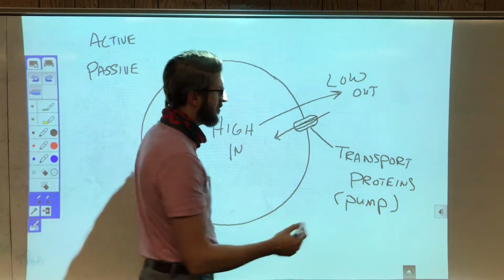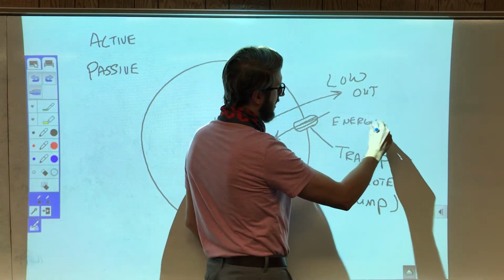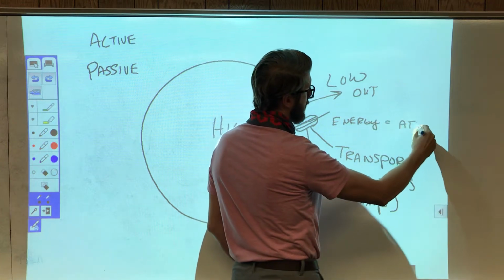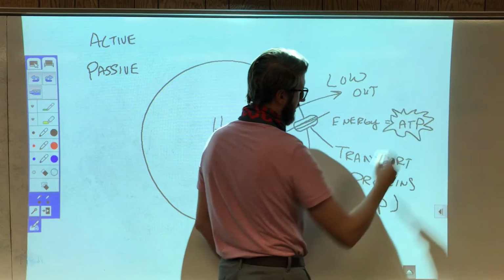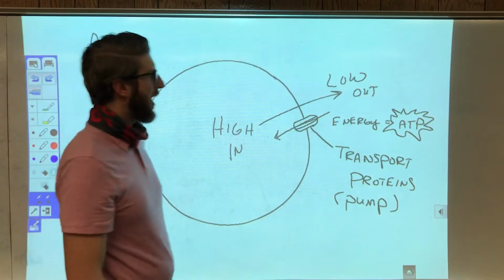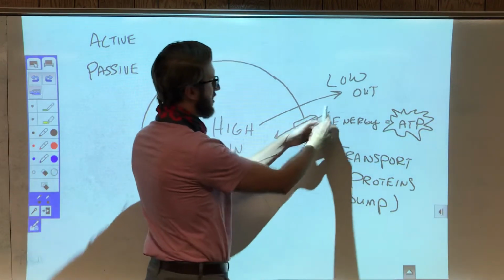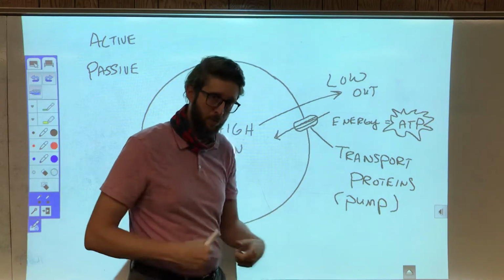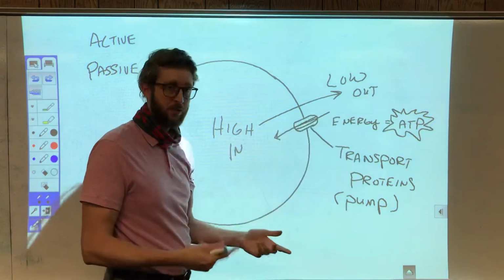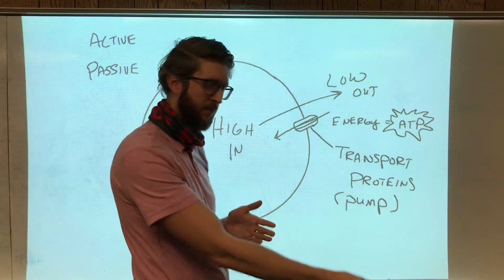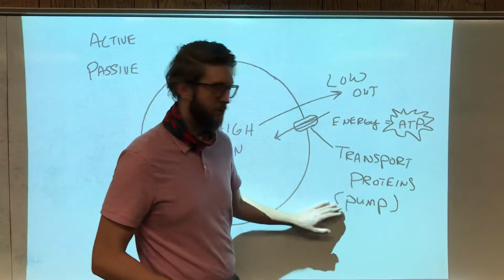And that energy comes in the form of what we call ATP. And you always see ATP drawn with a bang symbol around it. ATP is just energy, okay? So you have to put energy into this process, just like you have to put energy into pumping a bike tire full, because you're going to pump things against where it wants to go. In other words, swim against the current of the river. So that's one way to do it, is through a transport protein or a pump.